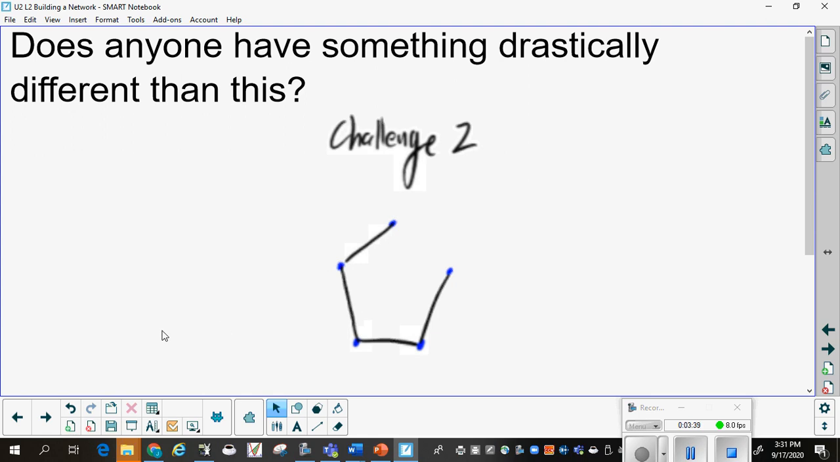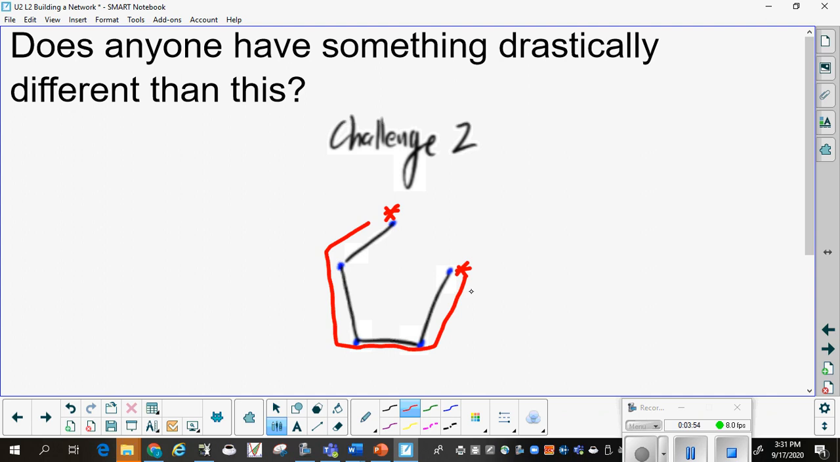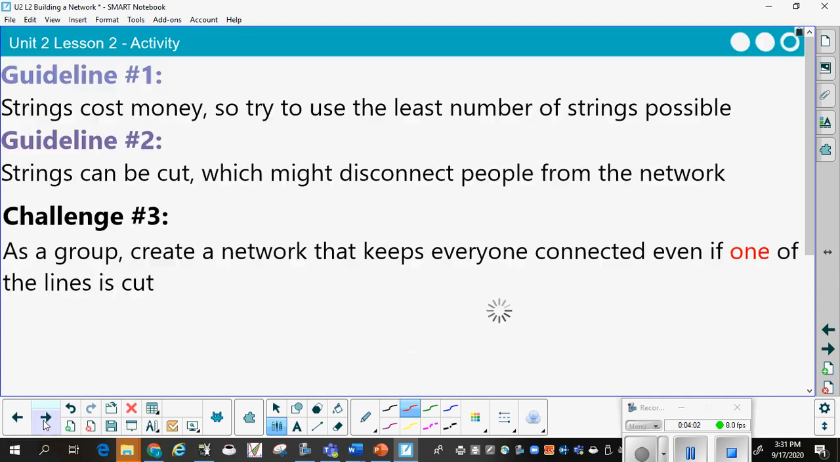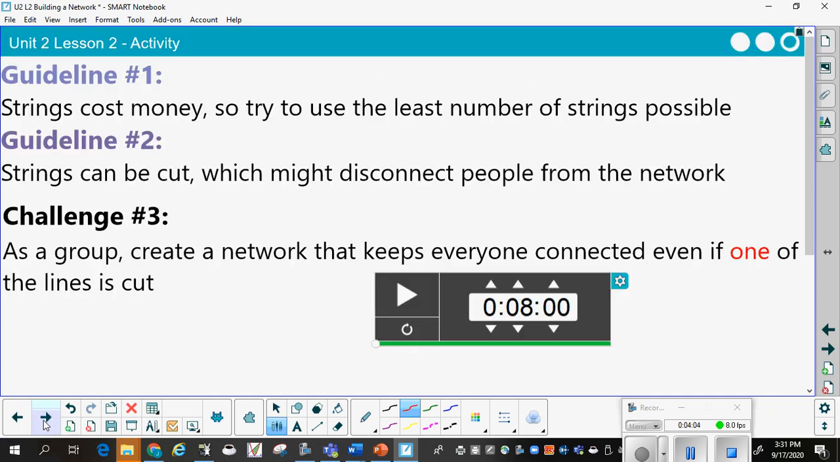If I'm this person and I want to talk to this person, my message simply has to go around the loop. Likewise, this person could come all the way back here. Everybody else can go one of two ways around the loop or around the network.